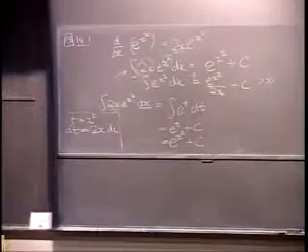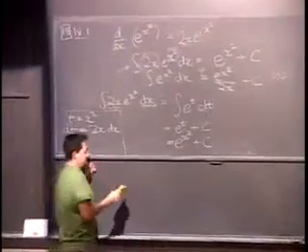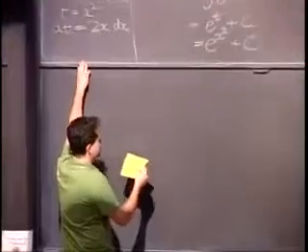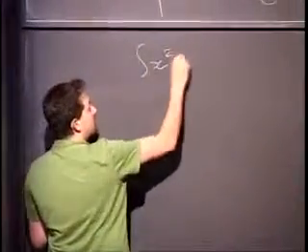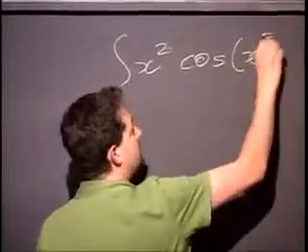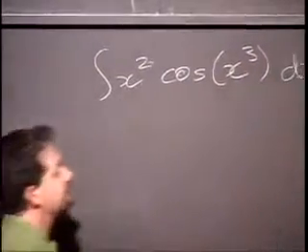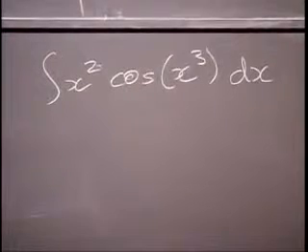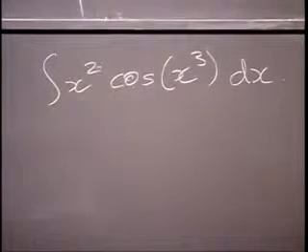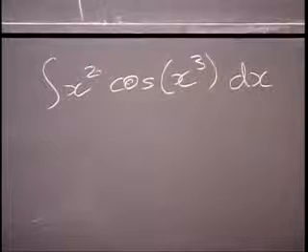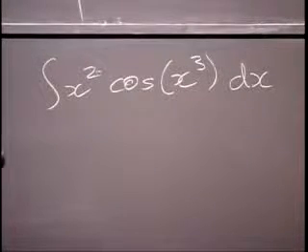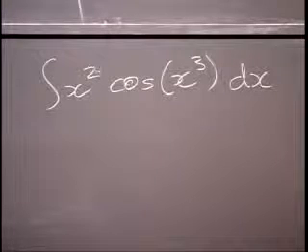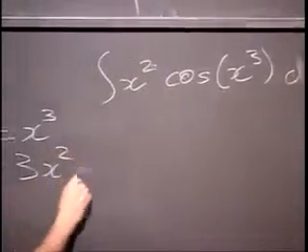All right. Let me give you another example. Consider the integral of x squared cosine of x cubed dx. Again, it's not just cosine of x. It's cosine of something messy, x cubed. So let's set t equal x cubed. Not cosine of x cubed, just x cubed. It's the interior bit that's messy. And everything is beautiful because the derivative is 3x squared dx.